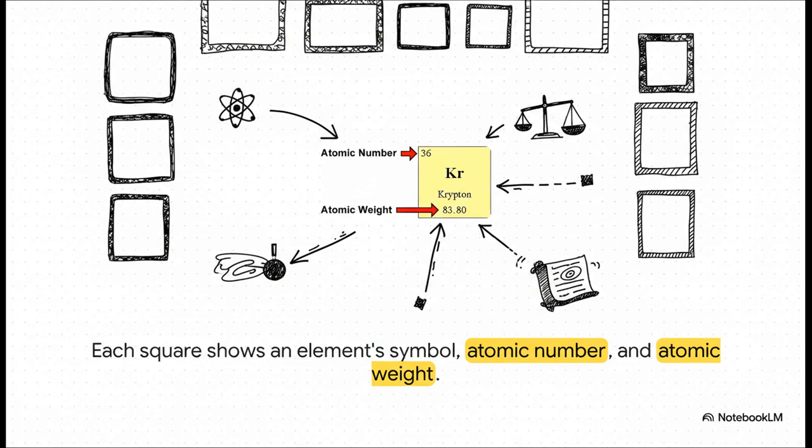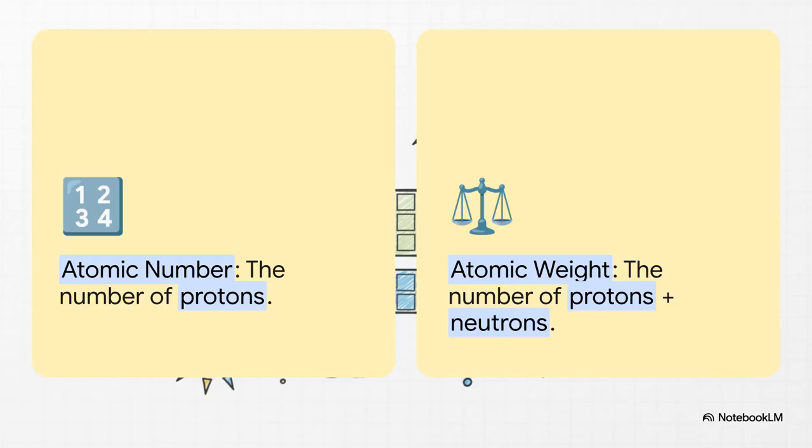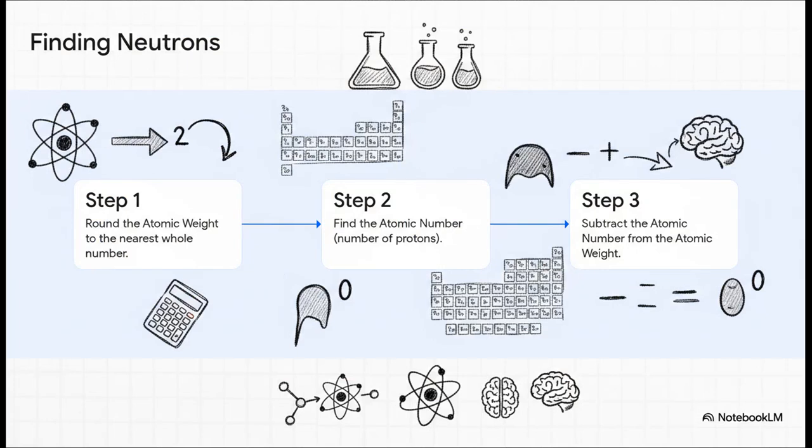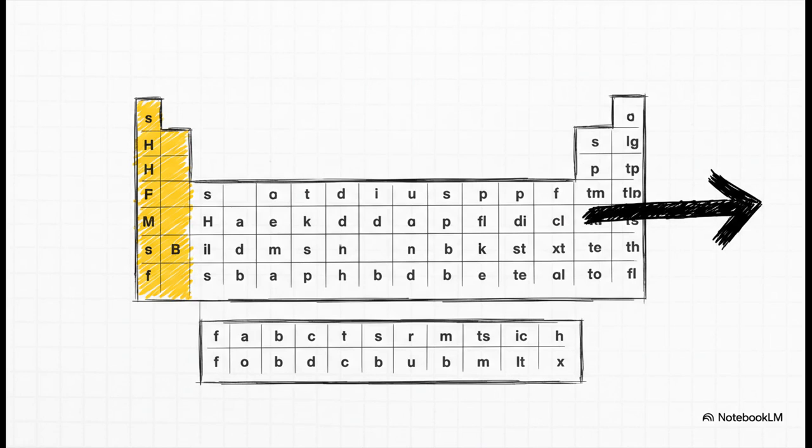Every single square gives you the key info for an element. Let's break one down. The atomic number is just the number of protons. Easy. The atomic weight? That's the protons plus the neutrons. And here's a cool little trick. You can actually figure out the number of neutrons with some simple math. Okay, basics covered. Now for the tour.